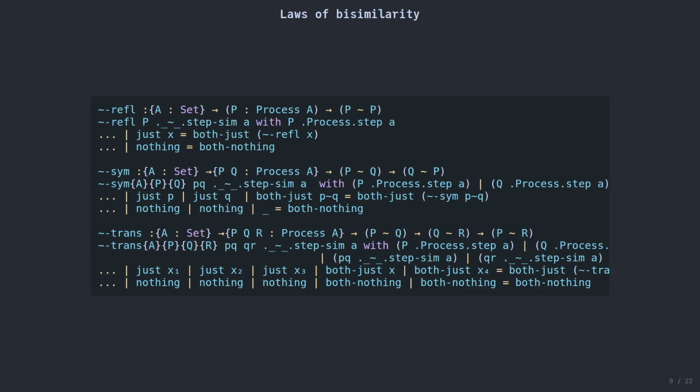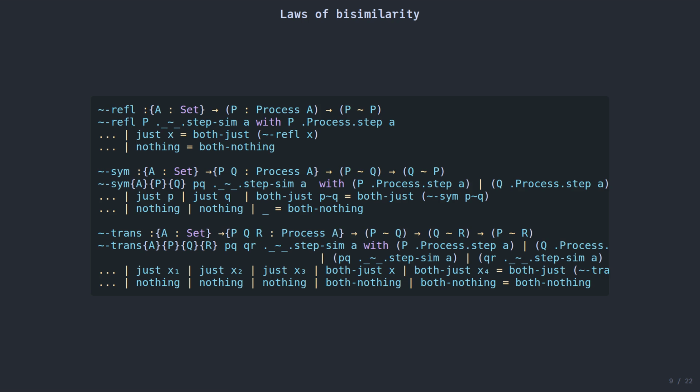The first lemma shows reflexivity. Every process is bisimilar to itself, because every step it can take is matched by the same step. The second lemma shows symmetry. If P can match every move of Q, then Q can match every move of P.